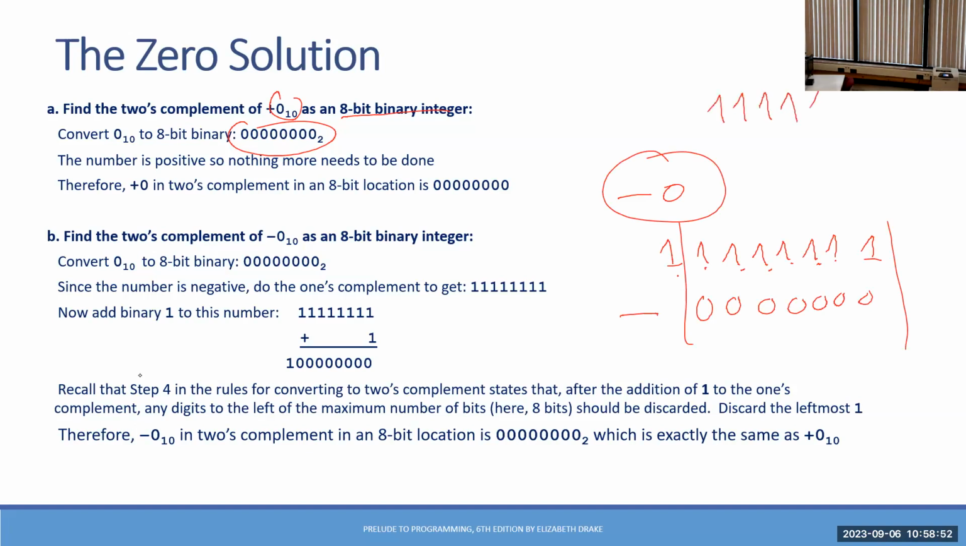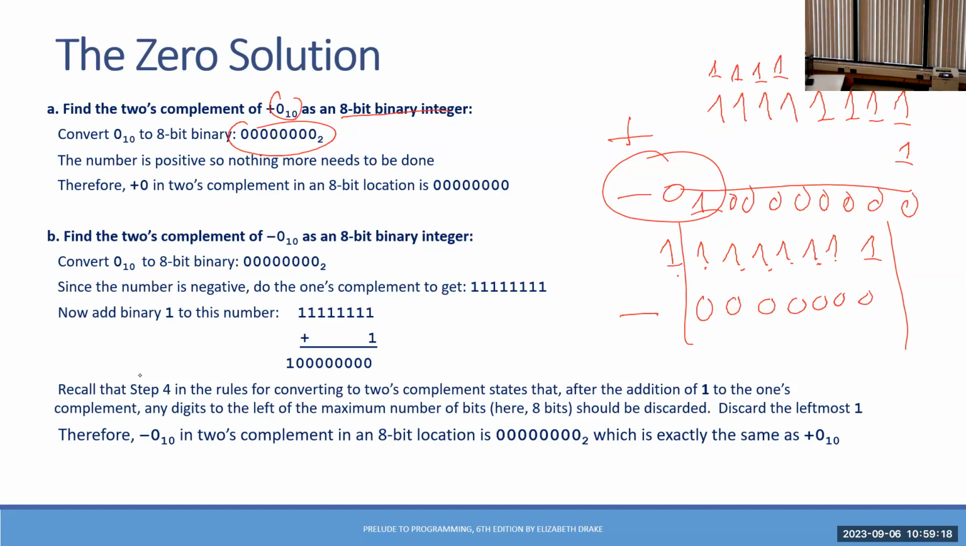Now you know that if you want to find out the 2's complement, you have to add the number 1. So what happened here? You add the number 1: 0 carry over 1, 0 carry over 1, 0 carry over 1, and so on, all the way through.